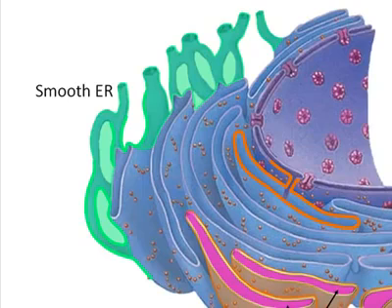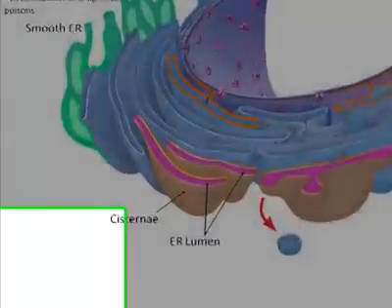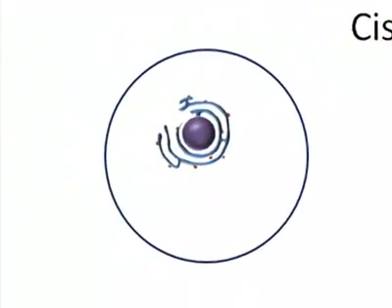The smooth ER, shown here, is responsible for synthesizing lipids, metabolizing carbohydrates, and detoxifying drugs and poisons. If you take a look down here, we'll illustrate how the smooth ER detoxifies.